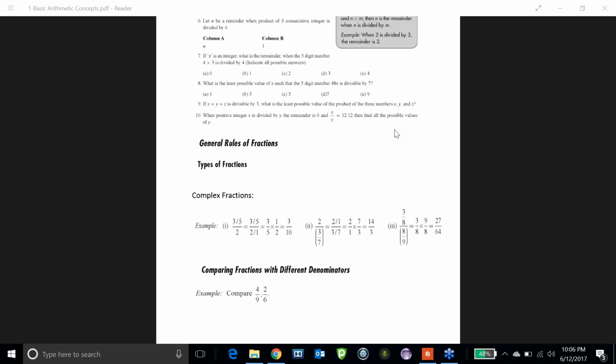It is not like 3 plus 4 by 5 plus 5. It is like 3 plus 4 by 5, which is nothing but 7 by 5.